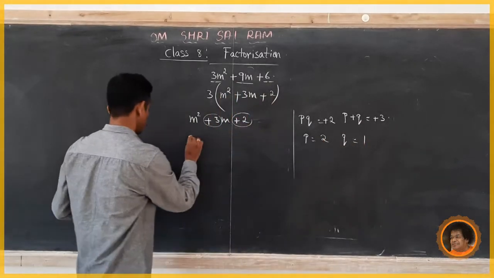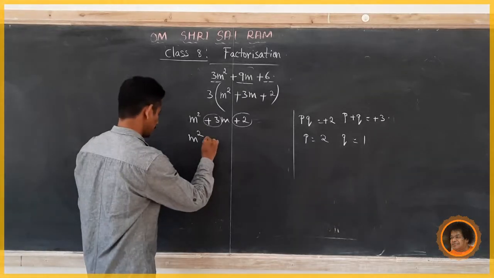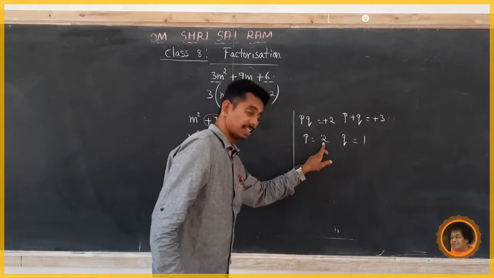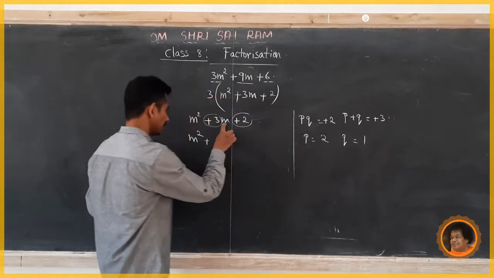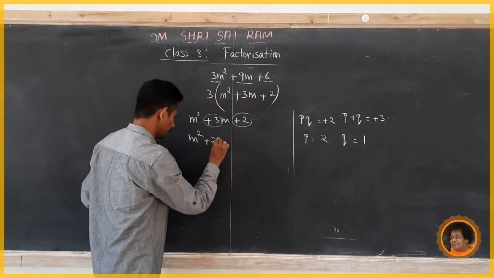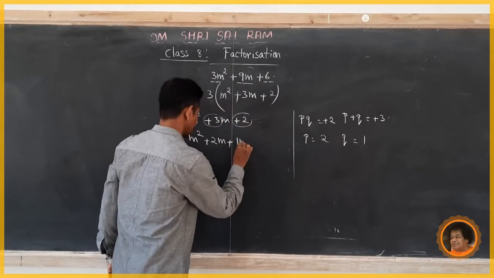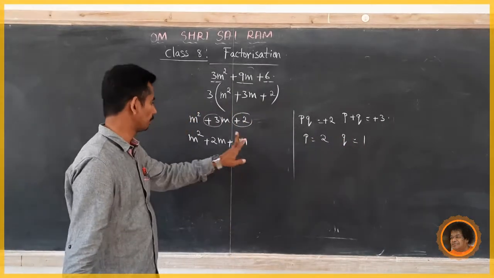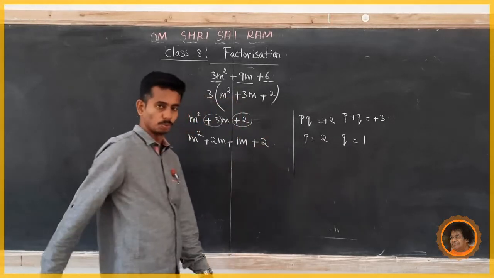Now, substitute. First, write the first term as it is, m squared. After that, plus. Second, the value of P is 2. So, 2 means here the variable is m. So, 2m plus 1m, 1m or m, both are same. Plus the third term is 2.